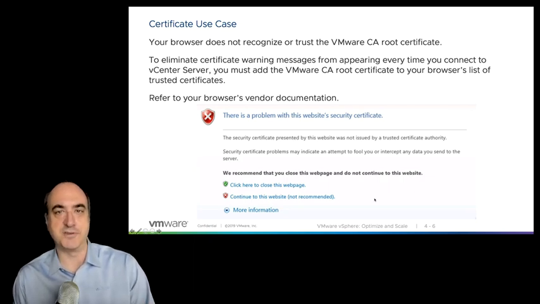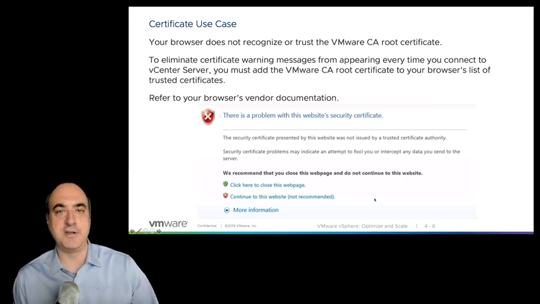Now, ways of making this work: you can go ahead and get the certificate from the VMware certificate authority and then import it into your browser. And that may be fine for some admins, if you only have a few dozen admins, or maybe not even that many. Having them manually import the VMware certificates into their browsers would basically remove this certificate verification warning message.